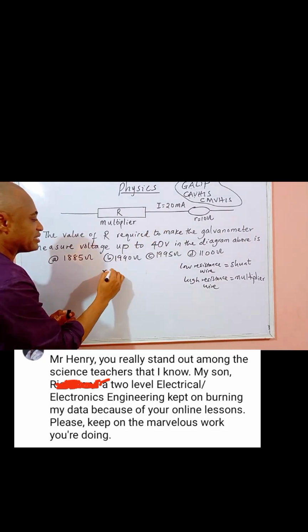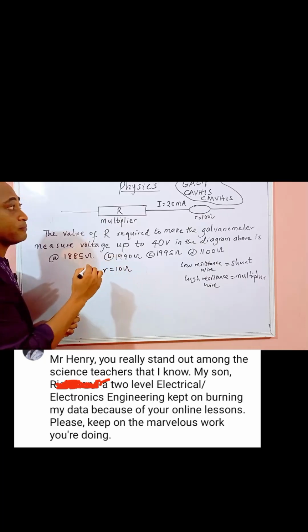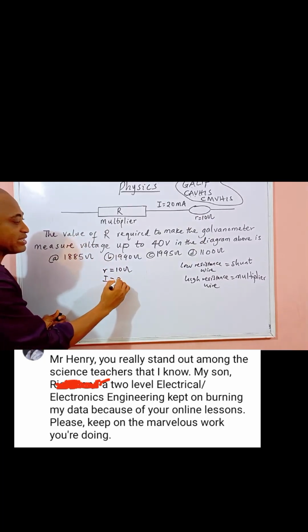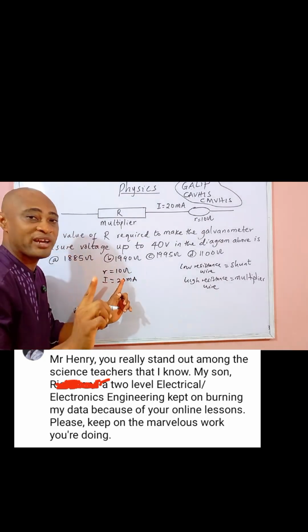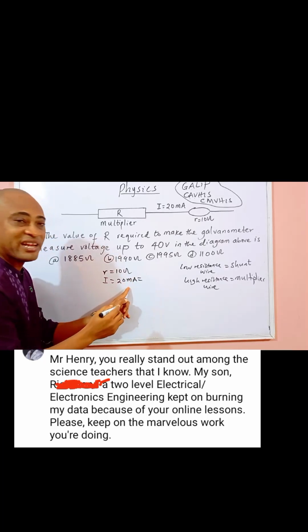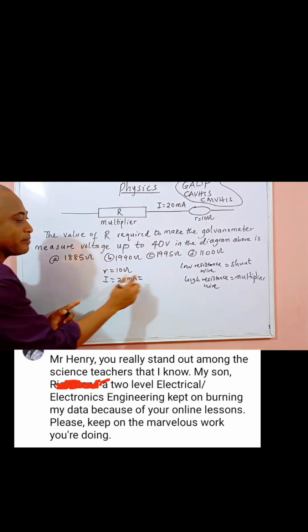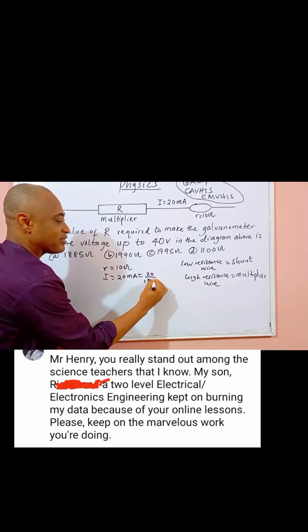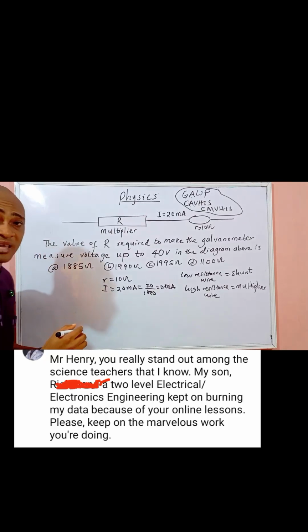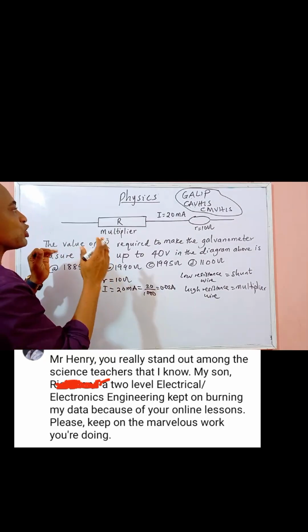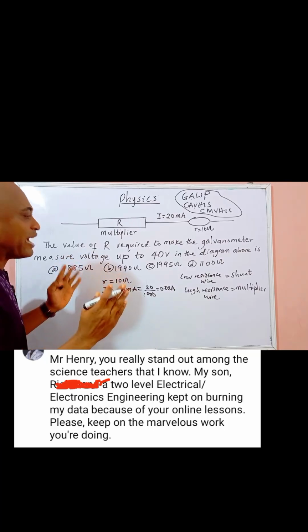They give us the internal resistance of this as 10 ohms. We have been given the current as 20 milliampere. Remember, the standard unit of current is amperes. So I'm going to convert this from milliamperes to amperes by dividing by what? 1000. And that will give me 0.02 amperes. Are we together?